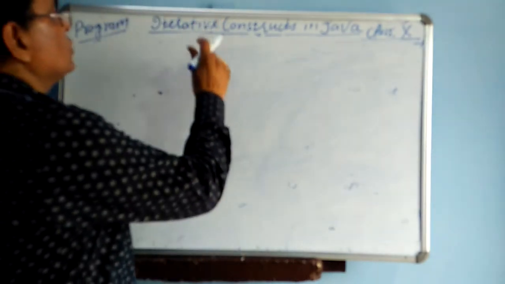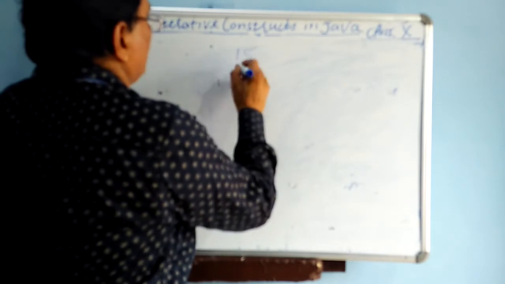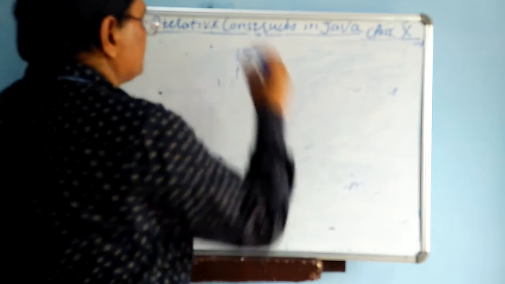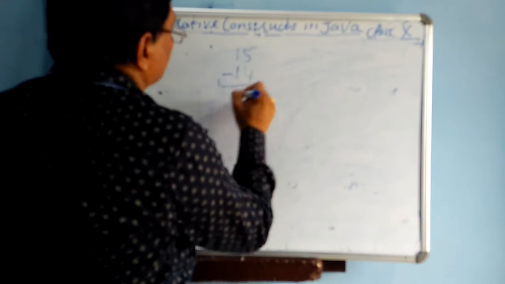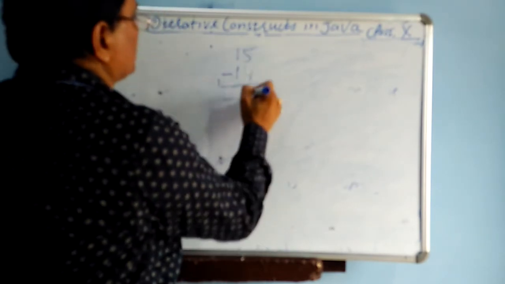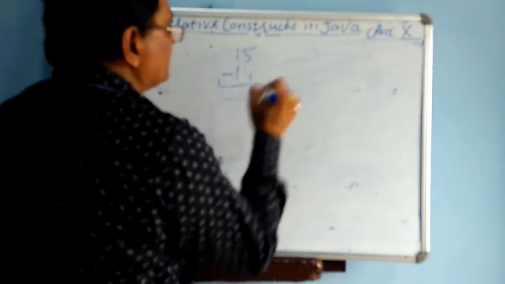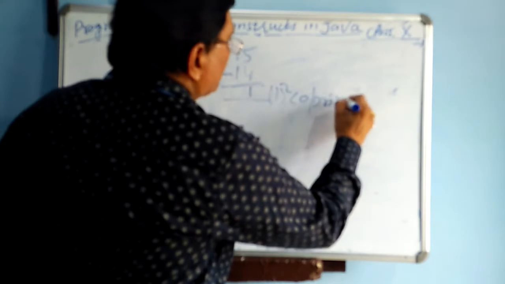First of all, suppose your two numbers are 15 and 14. Now you have to subtract them. You will get only 1. So we can say 1 is the square of 1. That is the coprime.